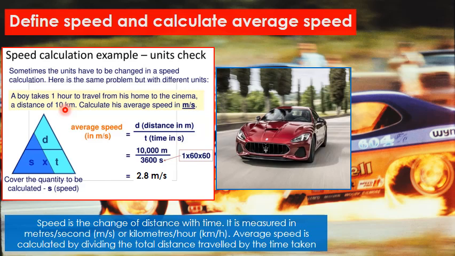So if you want to get 10 kilometers in meters, you say 10 times 1,000. You get 10,000 meters. Then if you want to change hours into seconds, you first change the hours into minutes. So 1 hour is how many minutes? It's 60 minutes. Then 1 minute is 60 seconds. So you multiply by another 60. That's how you get 3,600. So if you divide this, you get 2.8 meters per second.